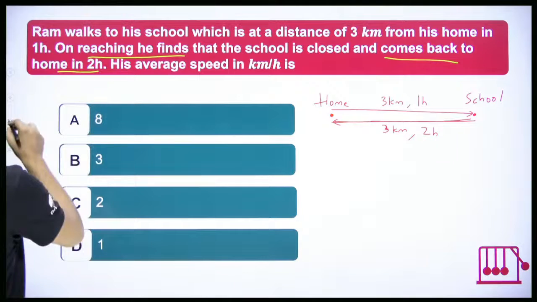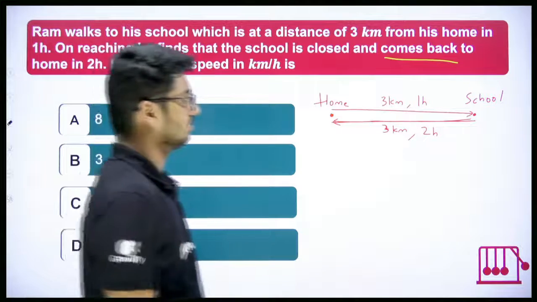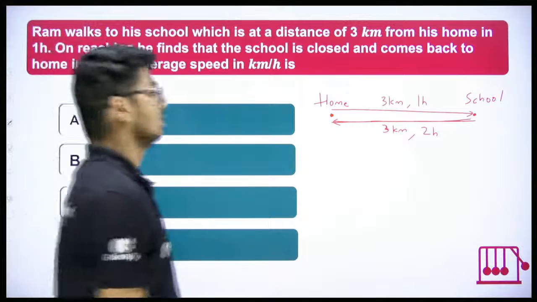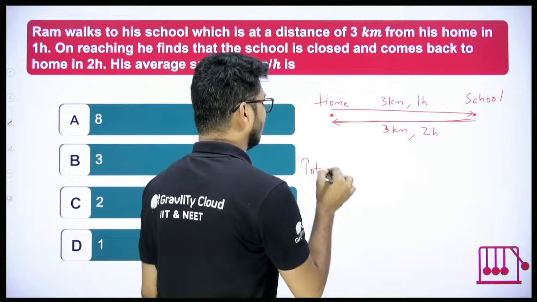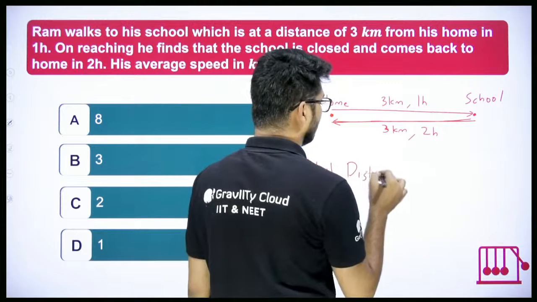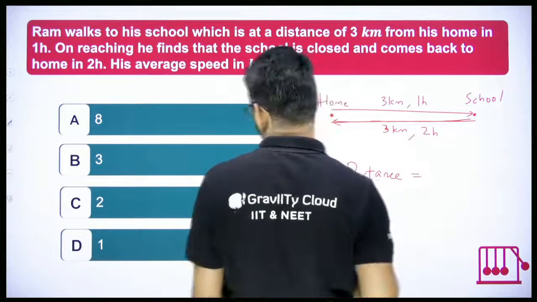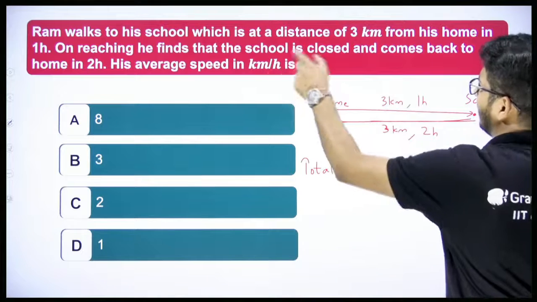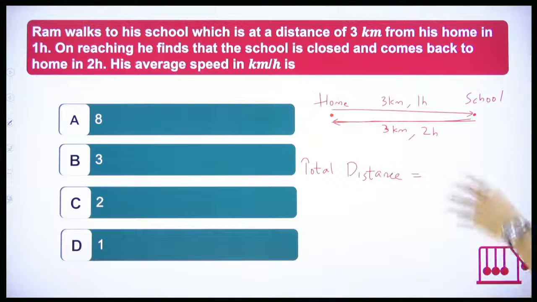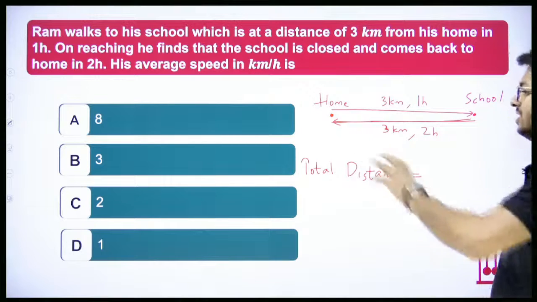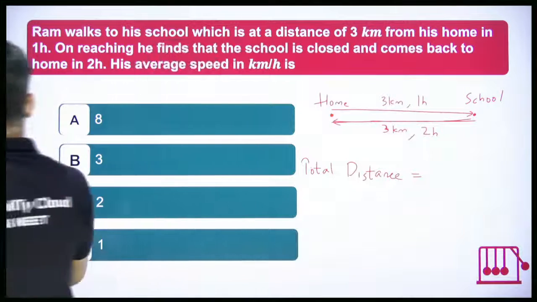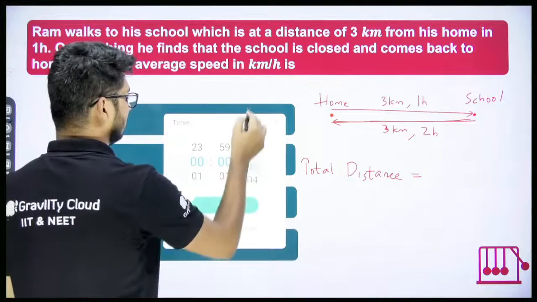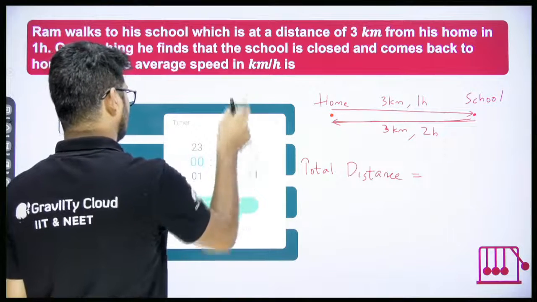His average speed in kilometer per hour is? First of all, we have to find the total distance, total time, and then get the speed. So solve it, everyone. His average speed in kilometer per hour, what is that? I have explained the question. I have drawn the diagram. You just solve it. I'll give you 30 seconds of time. Please solve it.